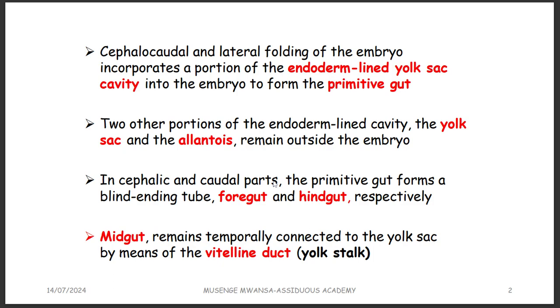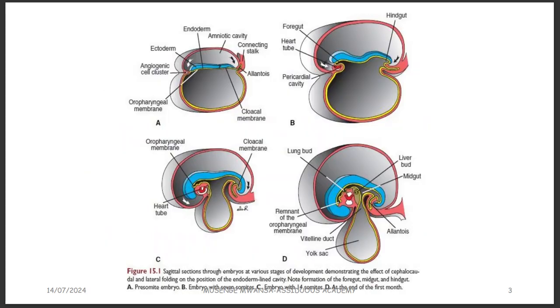In the cephalic and caudal parts, the primitive gut will form blind ending tubes, which are the foregut and hindgut respectively. Blind ending means that at those two ends, the structure will just close up like that. So the midgut is going to remain temporarily connected to the yolk sac by means of the vitelline duct. So this is what happens.